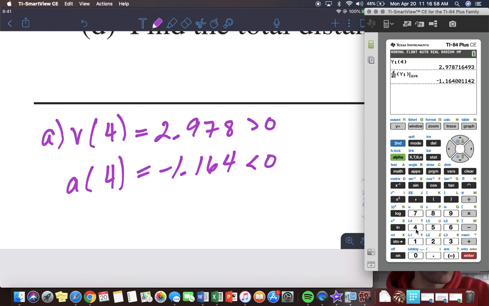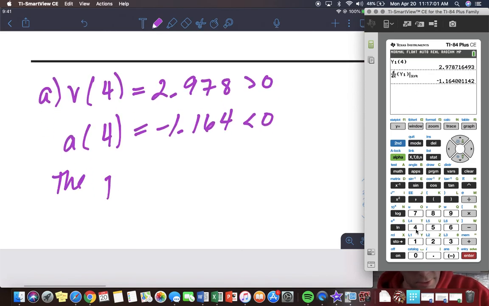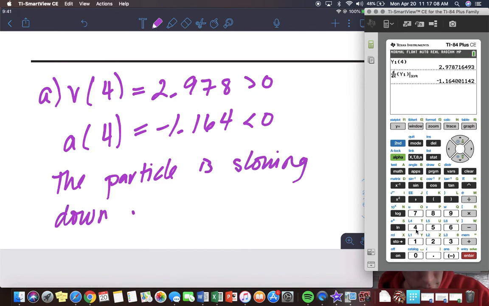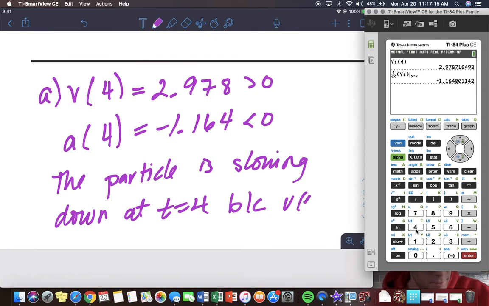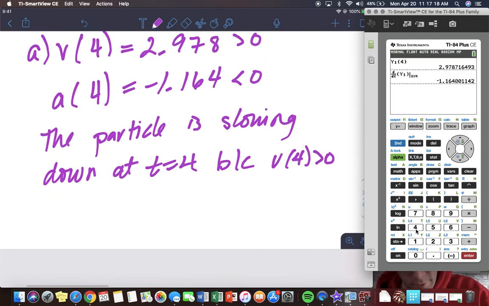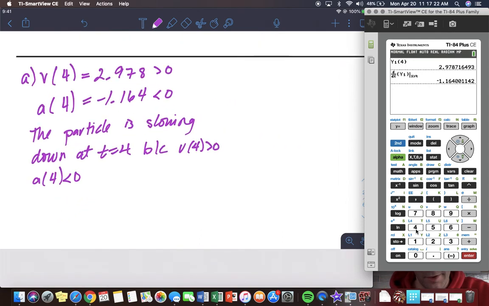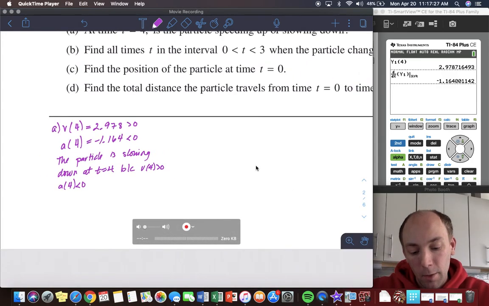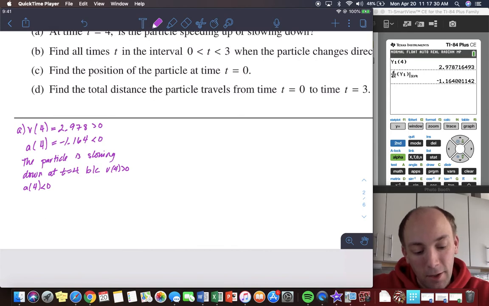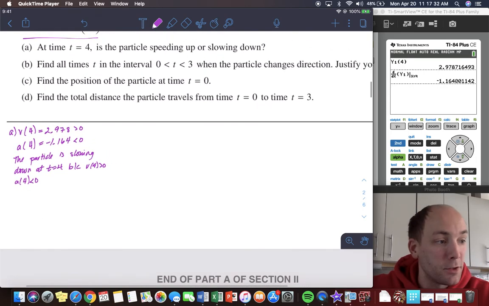Because they have different signs, the particle is slowing down at t equals 4 because the velocity is greater than 0, because v of 4 is greater than 0 and a of 4 is less than 0. Okay? Because they have different signs, the particle is slowing down. Okay? Part B, find all times t in the interval 0 to 3 when the particle changes direction.